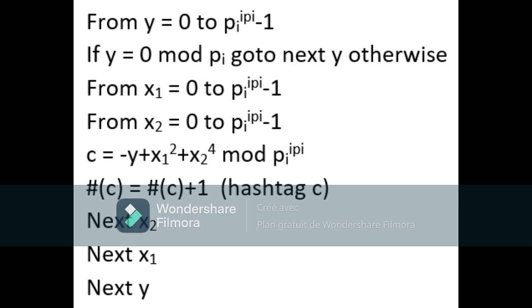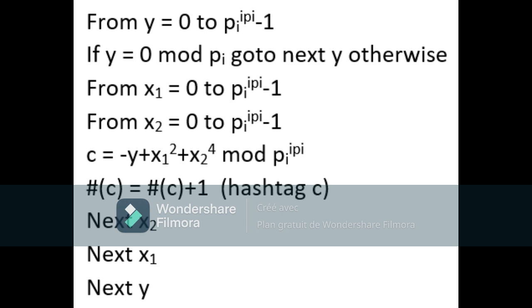What we do is to run goToNext loops for each variable, where we attribute values from 0 to pi to the power IPI minus 1. IPI is here the degree of stability. Therefore, replacing IPI with a higher integer value would only multiply the number of occurrences #C by a pi factor, which provides no additional information for #C that we wouldn't be able to get in another trivial way.